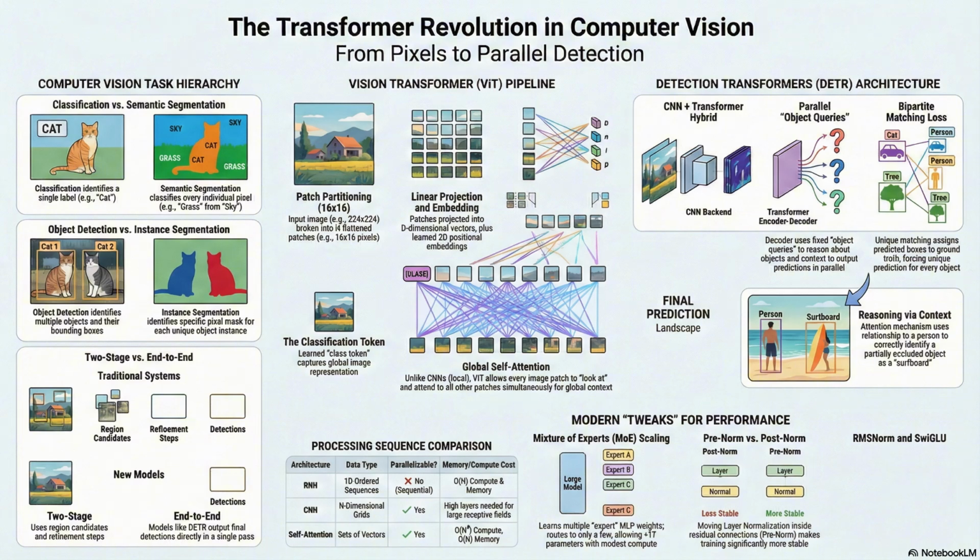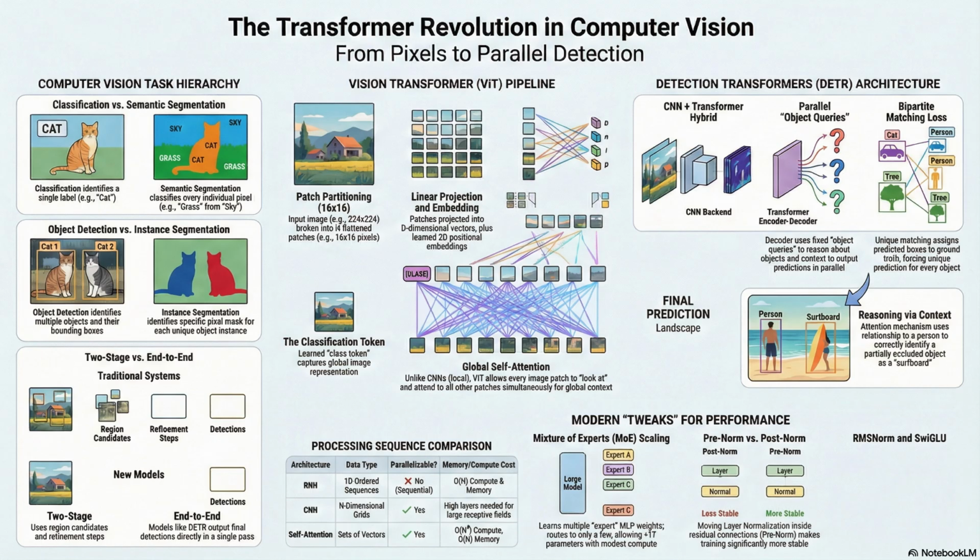No eyes, just brain. Yeah. This is the vision transformer, or ViT. And the title of the paper they reference is just perfect. An image is worth 16 by 16 words. I love that. But how do you physically turn an image into words?